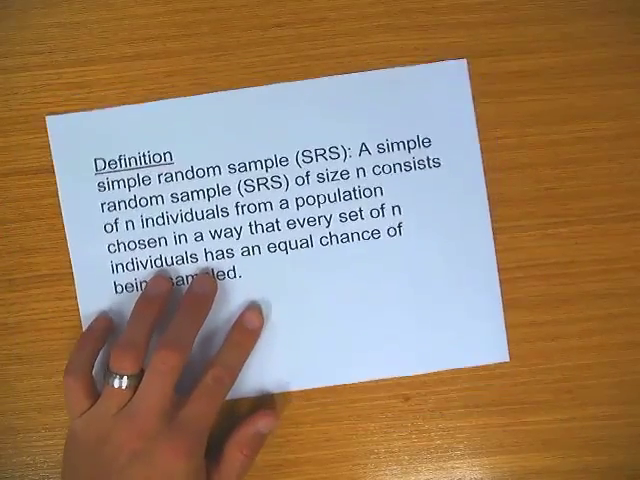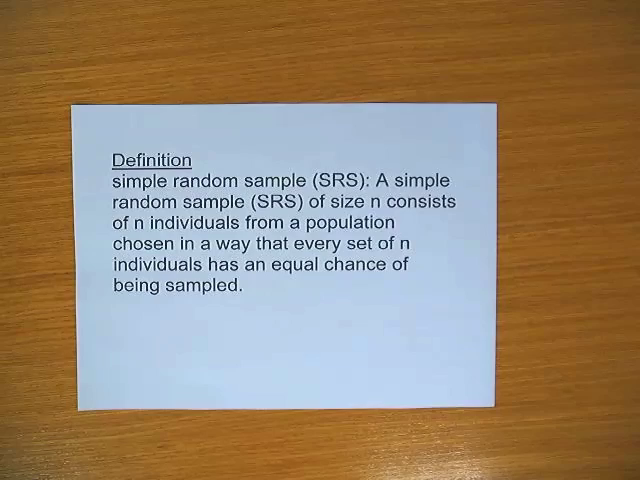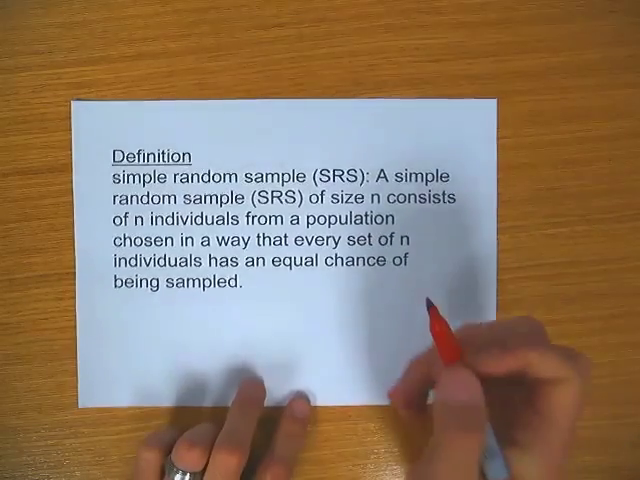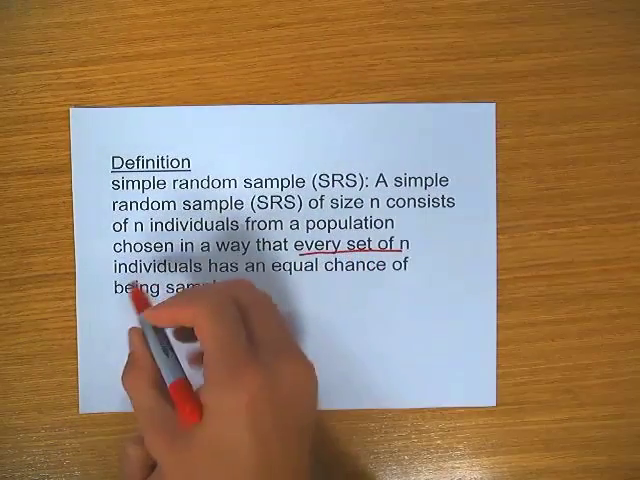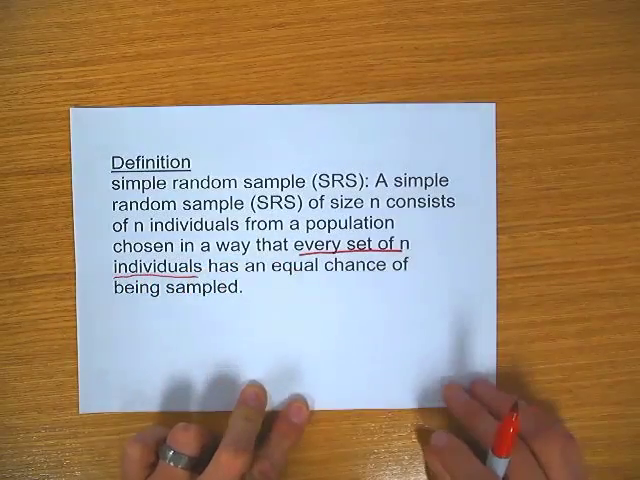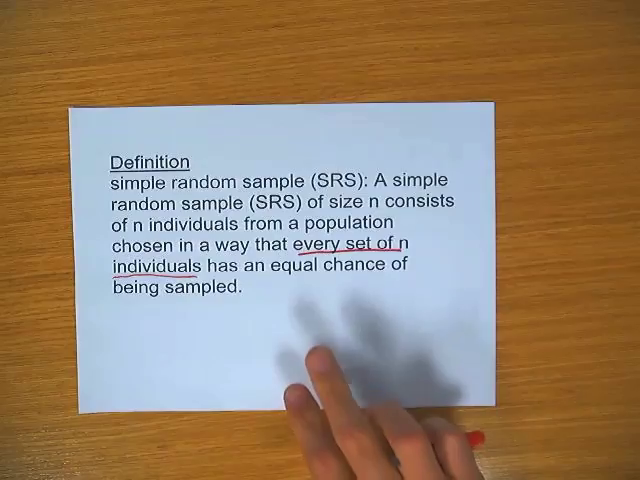Now for a definition: a simple random sample of size n consists of n individuals from a population chosen in a way that every set of n individuals has an equal chance of being sampled. This is sometimes the tricky part. So every set of n individuals has an equal chance of being selected. So take a look at a simple random sample.